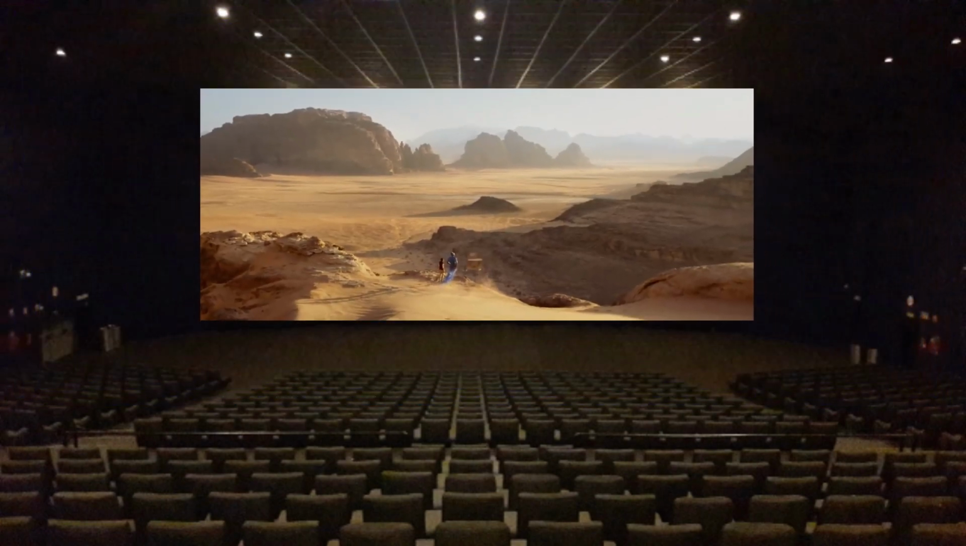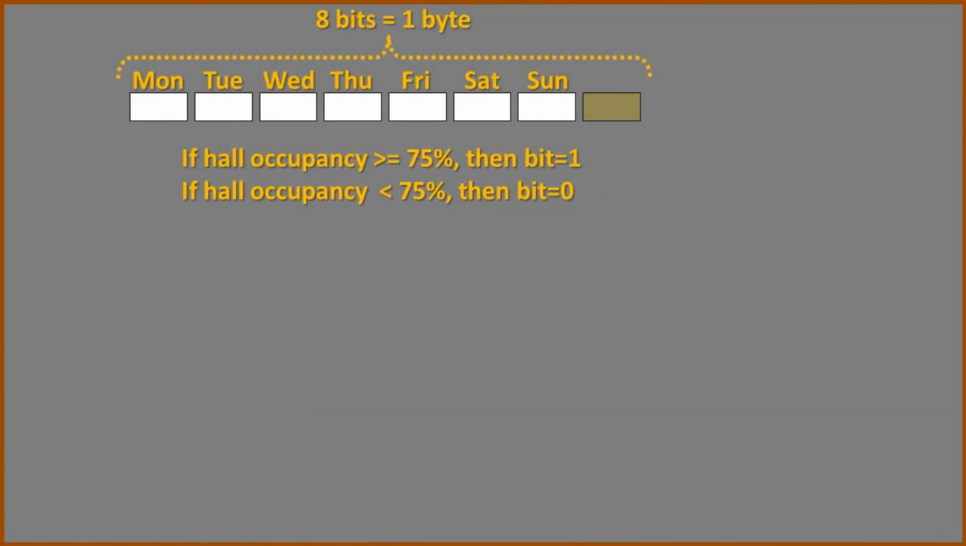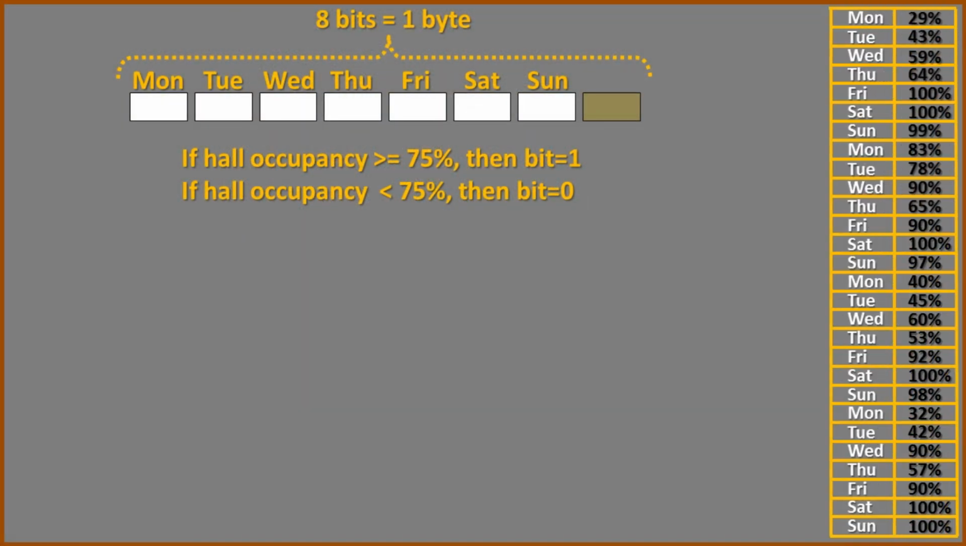Back to our topic. The data of tickets sold in percentage is accumulated and we tabulate it like this. Now we are looking at the hall data of this release day, Friday. And since the hall was fully booked for all shows of the day, meaning 100% occupancy, as you can see here in the data table, this bit is marked a 1.